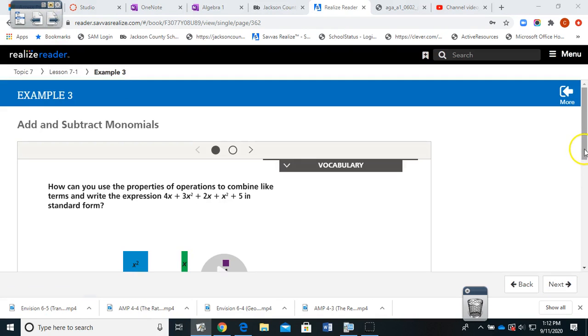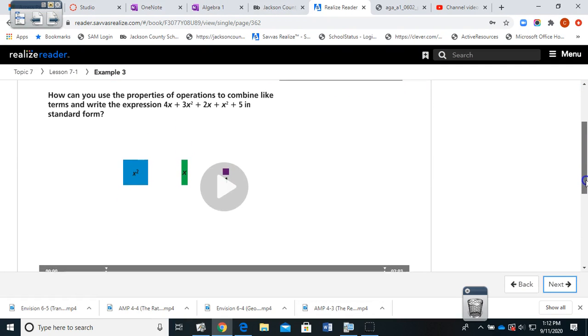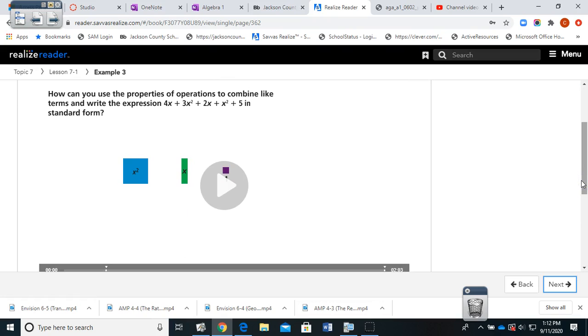All right. Adding and subtracting monomials. This is your basic adding like terms. Y'all have heard of that? To be a like term, it has to have the same degree and same variable. So you cannot add x squared plus x. They're not the same degree. You can't add x squared plus y squared. They're not the same variable. You can add x squared plus x squared, which is 2x squared.